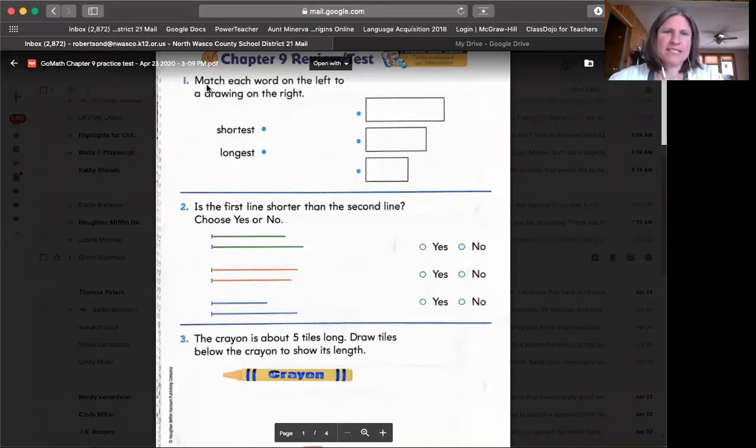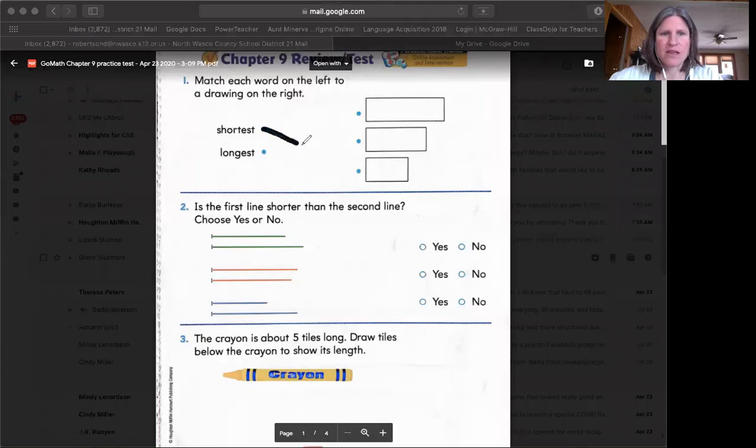Okay, number one says match each word on the left to a drawing on the right. So the first word says shortest. The second word says longest. So you have to connect these dots to the correct drawing. So the first word is shortest. When you look at these drawings, hopefully you can see that this one is the shortest. So you connect a line from the word shortest to the shortest drawing. The next one says longest. When you're looking at these, hopefully you can pick out the longest rectangle is this one. So you connect the word longest to the longest rectangle.